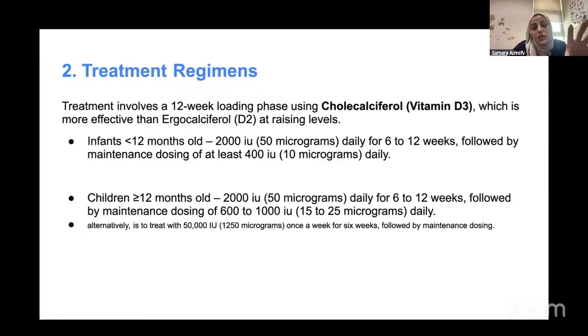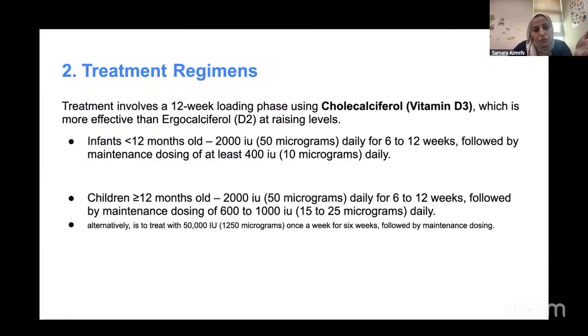Treatment is with 2,000 international units or 50 micrograms daily for 6 to 12 weeks, followed by a maintenance dose of at least 400 international units. Daily dosing is more recommended than weekly doses. However, for children who have poor compliance or are not tolerating daily doses, we can start weekly doses, but above 3 months of age.